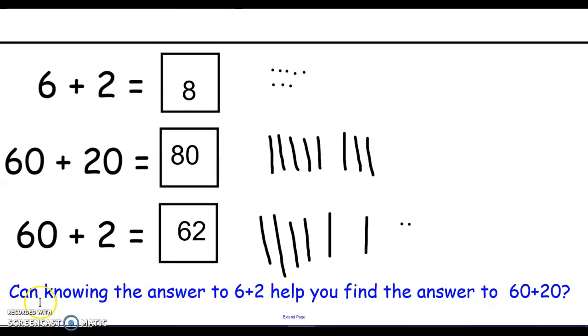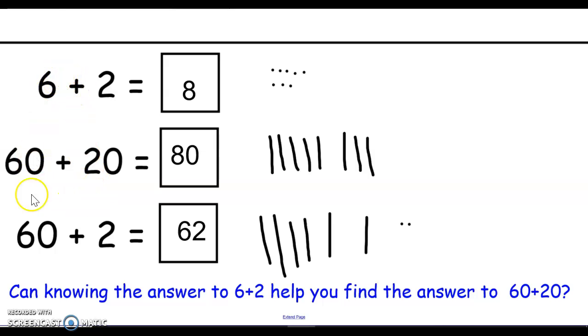So our question here is, can knowing the answer to 6 plus 2, this one right here, can that help us find the answer to 60 plus 20? Yep, it definitely can, because we can just notice that we're adding the 0 to the end, right? Instead of adding ones, we're adding tens. But knowing our facts can help us do that more quickly.